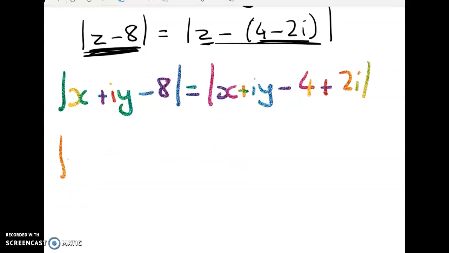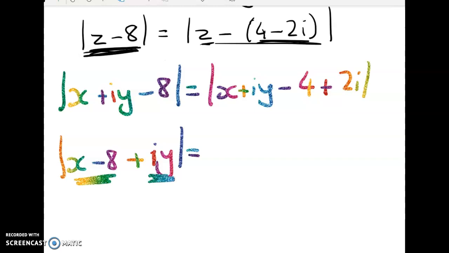Now I'm going to reorder it with the real bits next to each other. So x minus 8 plus iy. That is always a good strategy when you're doing locus problems. Get your real stuff together and get your imaginary stuff together. And then we've got x minus 4 plus i times y plus 2.